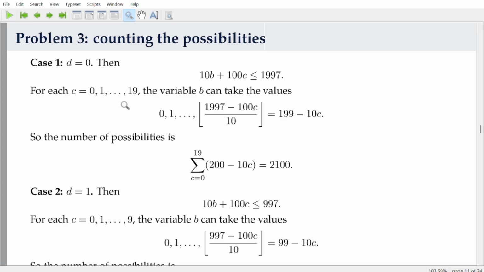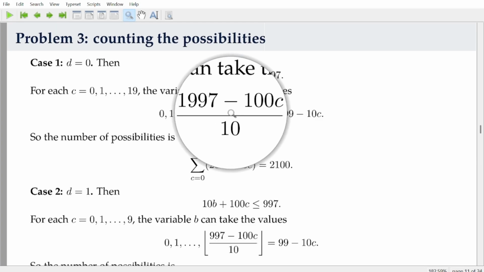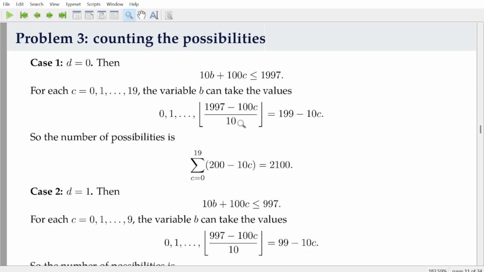And for each value of c, I can calculate using this inequality how many values of b I have in terms of c. So if I rearrange this inequality, I get that 10b is less than or equal to 1997 minus 100c. Then I can divide both sides by 10 to get that b has to be less than or equal to (1997 minus 100c) divided by 10. However, that's not guaranteed to be an integer, so we have to take the floor of that value, which just means you round it down to the nearest integer, to work out which values of b I'm allowed to have for a given value of c.